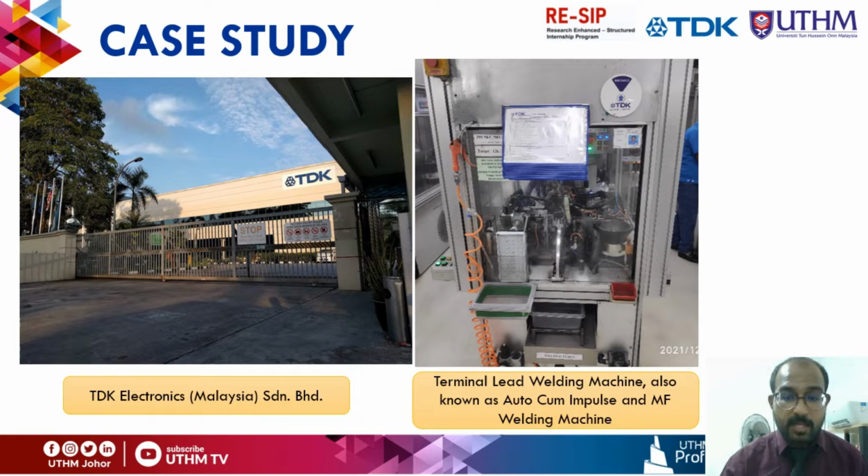The second picture shows the machine that I mentioned before, the terminal lead welding machine, which has the highest setup and changeover time. This machine is also known as Auto Count Impulse and MF. MF stands for medium frequency welding machine. So there are two methods of welding, which are impulse and medium frequency welding.